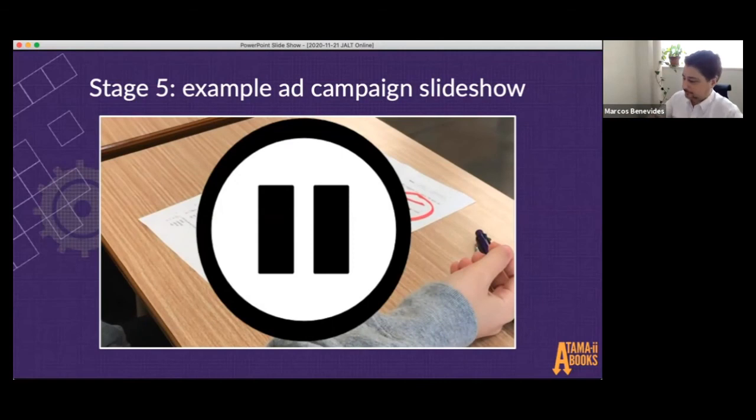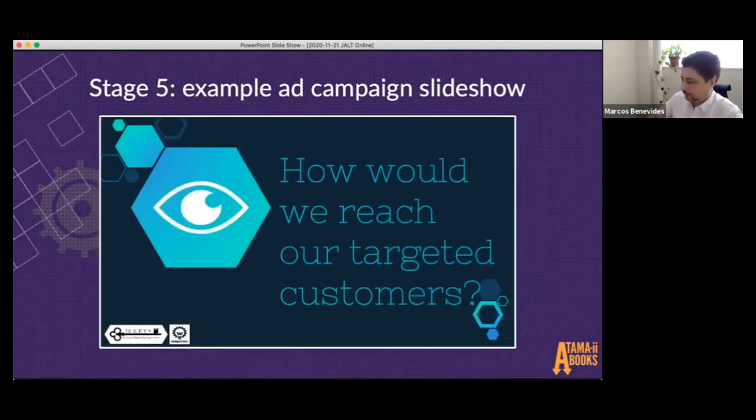Let's pause here for a moment. Yeah, sorry, I'm going to have to pause here for a moment. Indeed, from 9 to 12 tomorrow morning, I'll be in our Zoom room, so you can look for us in our EME room for Atama-ii Books.